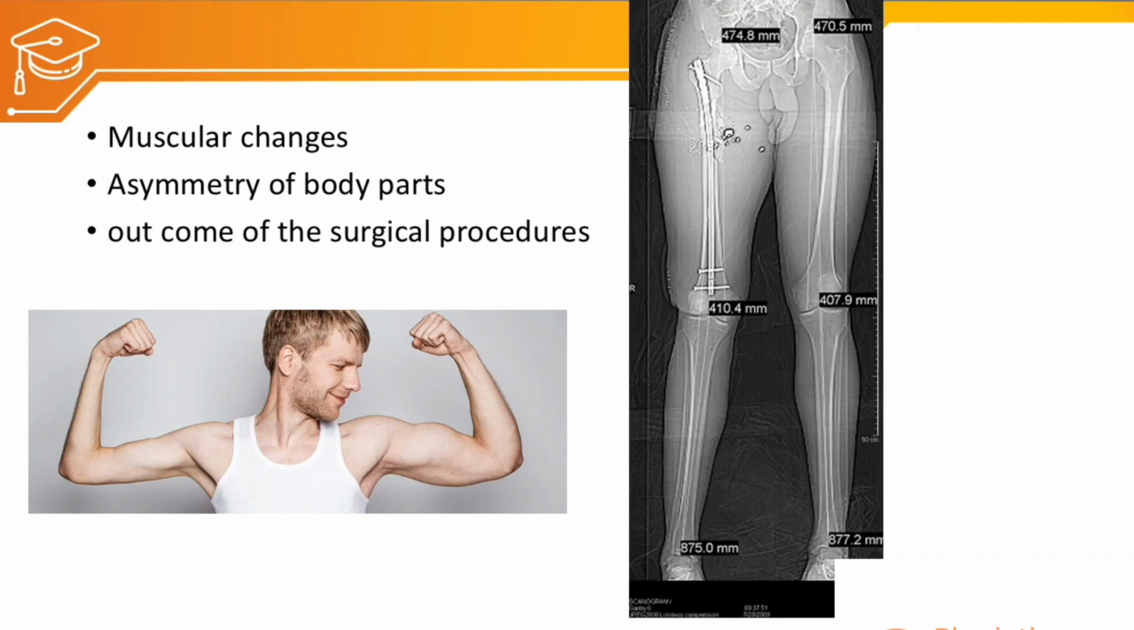The outcome of surgical procedures can also be recorded by using these tools. For example, if the patient had undergone a hip surgery, or you can see in the picture here the internal fixation of the femur because of a femur fracture. Because of this condition, the fractured limb or the fractured bone could increase in size compared to the normal side or decrease in size. This can be recorded by measuring the limb length.